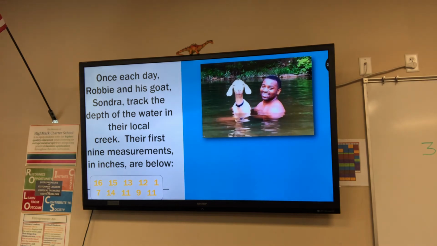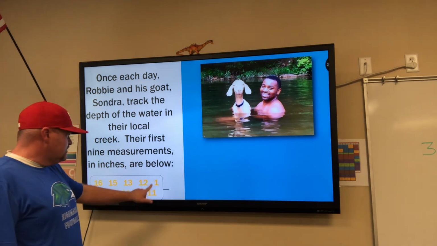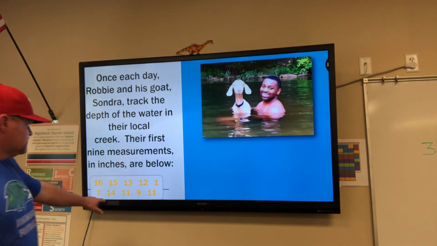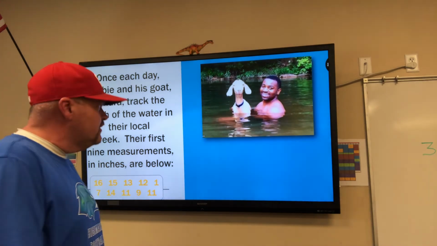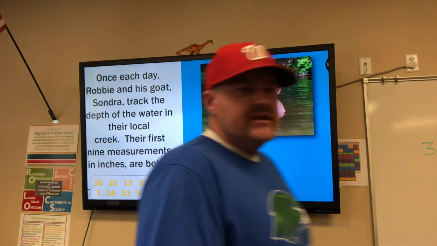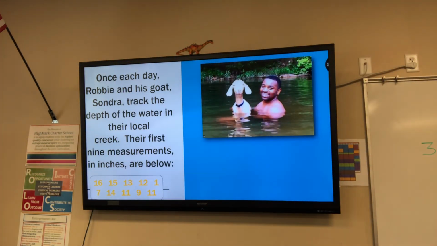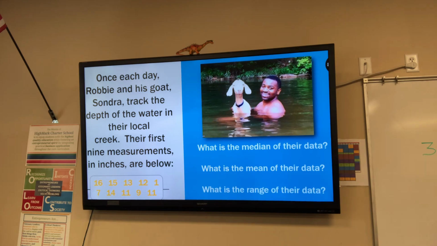So I can tell you right now, looking at that set of data, we do have an outlier or two there, right? Because 1 is pretty significantly smaller than everything else out there, right? So that could kind of skew our data a little bit. So what I want you to do is answer these questions using that set of data, okay? First of all, what is the median of that data set? Second of all, what is the mean of the data set? And third, what is the range of their data?